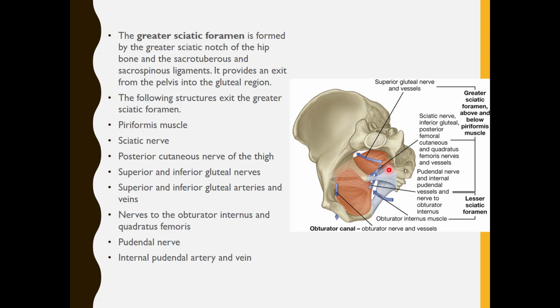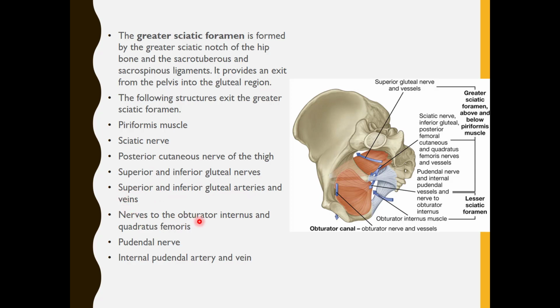There will be many structures which will exit the greater sciatic foramen. These structures are the piriformis muscle, which is also crossing the greater sciatic foramen. Then there will be sciatic nerve, which will be below the piriformis muscle. There is posterior cutaneous nerve of the thigh, superior and inferior gluteal nerves, which are present above and below the piriformis muscle. Then there will be superior and inferior gluteal arteries and veins.